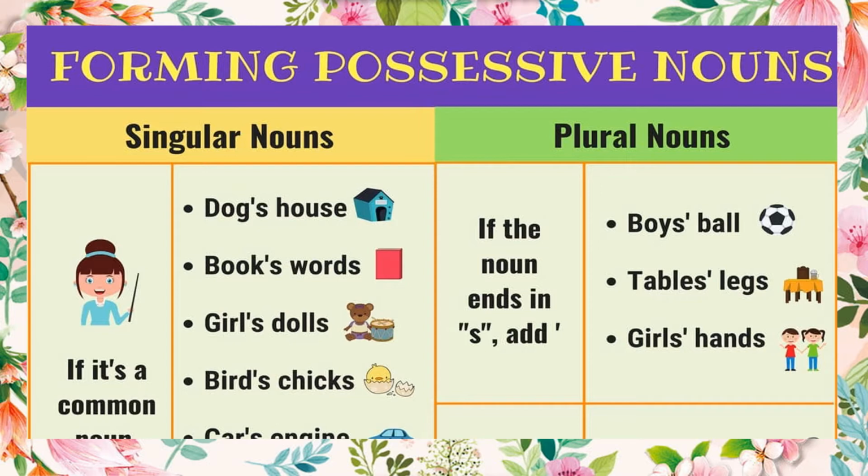Now let's look into plural nouns. For plural nouns, we add the plural and then the apostrophe. That means with the plural boys, apostrophe, then only the noun. Tables, legs, girls, hands.